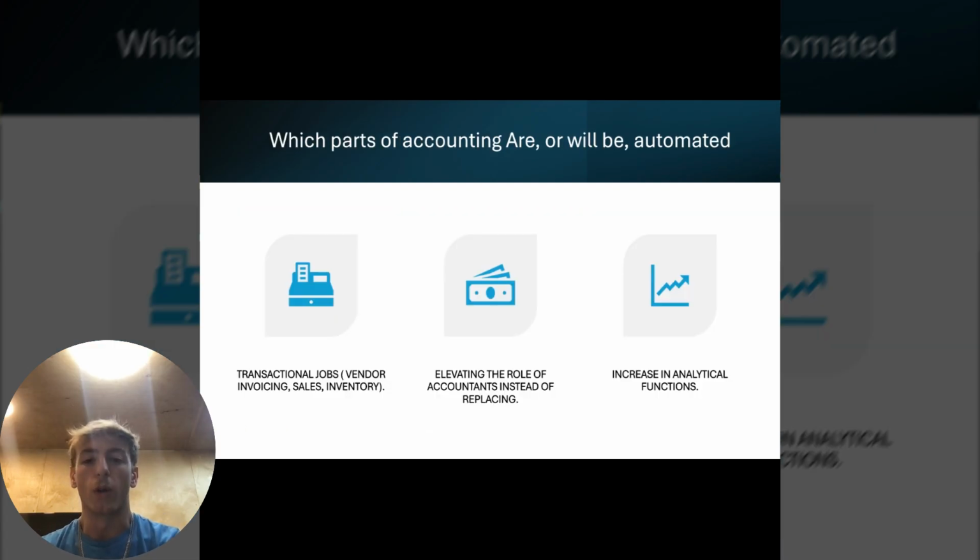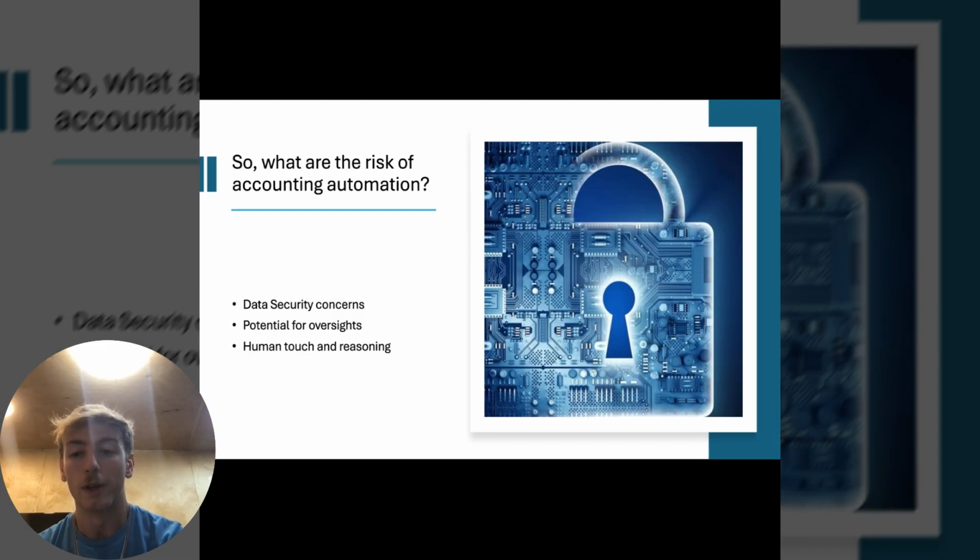So, which parts of accounting are or will be automated? Transactional jobs such as vendor invoicing, sales, inventory, and other things with the assistance of barcode and other forms can help us do these jobs instead of us having to manually do them. It can also elevate the role of accountants instead of replacing us. There's a common misconception about automation replacing us, but it can be a great tool for us. And there's an increase in the analytical functions from a shift in our careers too.